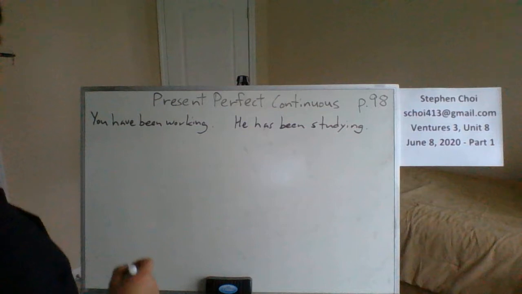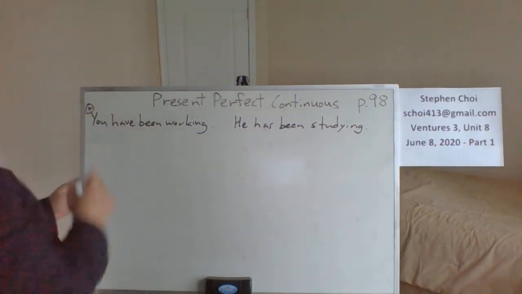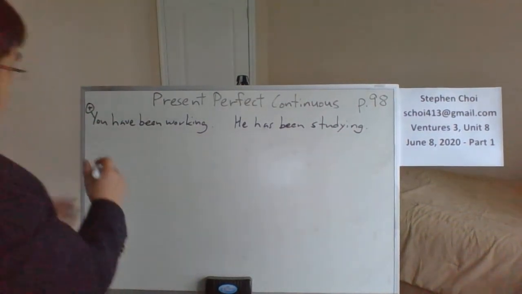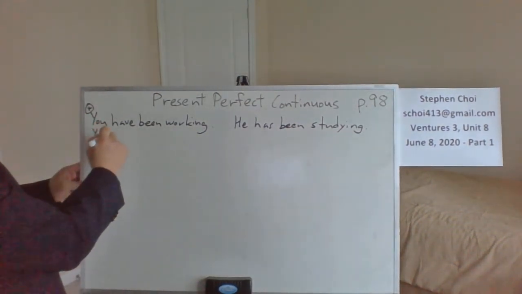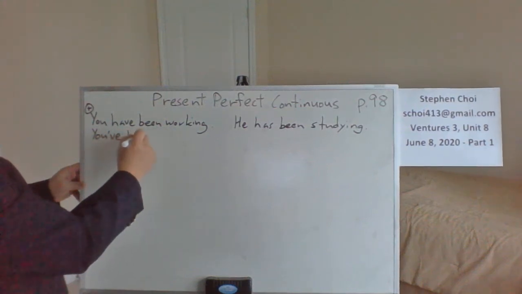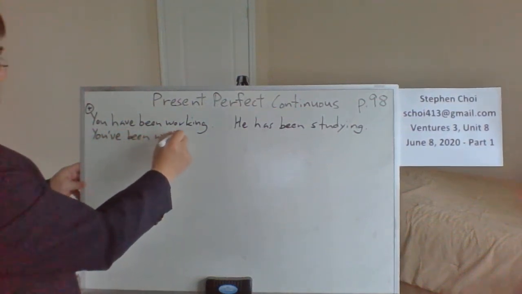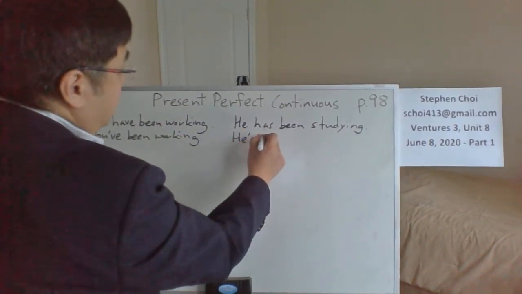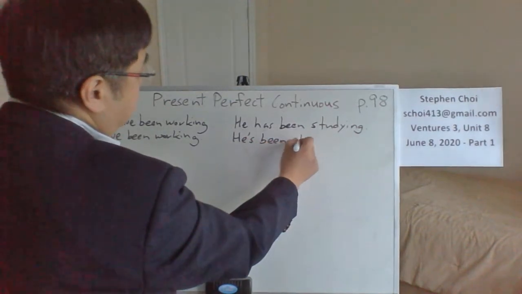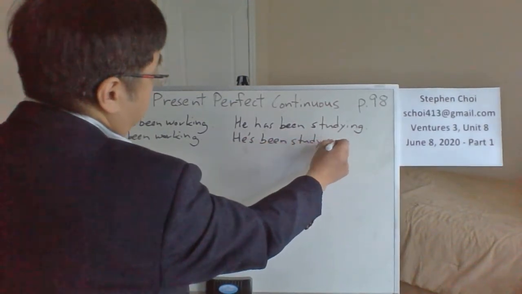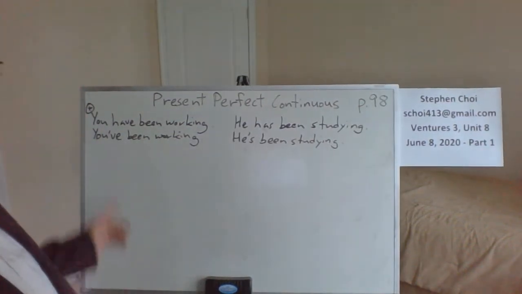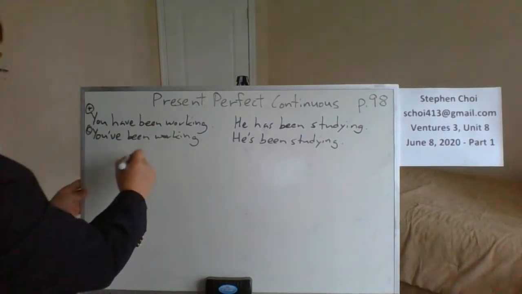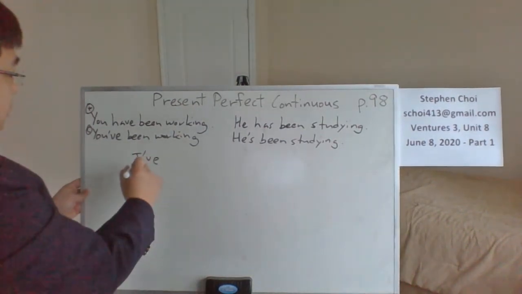So this is the positive. How do you contract these sentences? You will say you've been working, or you will say he's been studying. So that's how you contract. This is the contraction. Now, just like this. You've.